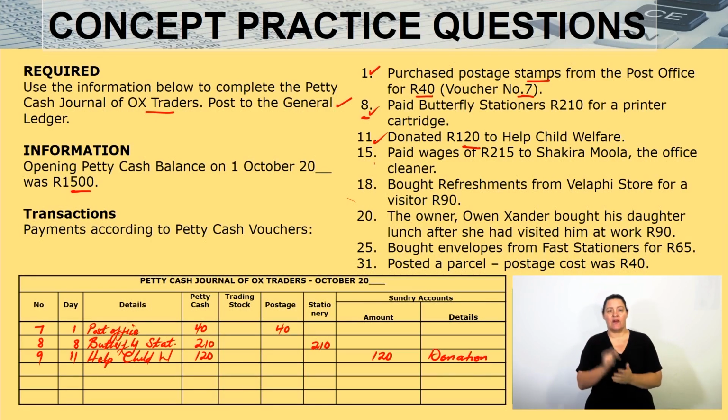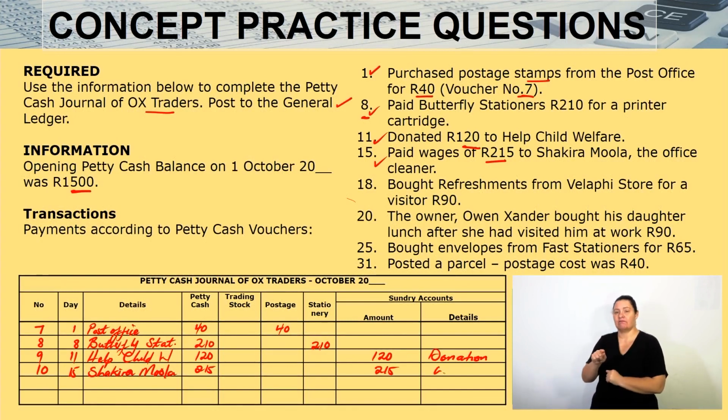And then the next one is on the 15th. Paid wages of 215 to Shakira Muller, the office cleaner. So here it's going to be document number 10. And here day is going to be 15. And then here I'm going to come and say whom did I pay. It's going to be Shakira Muller. And then how much did I pay? I paid 215. And then what did I pay? I paid wages. So I'm going to come here, it's 215, which is for wages.